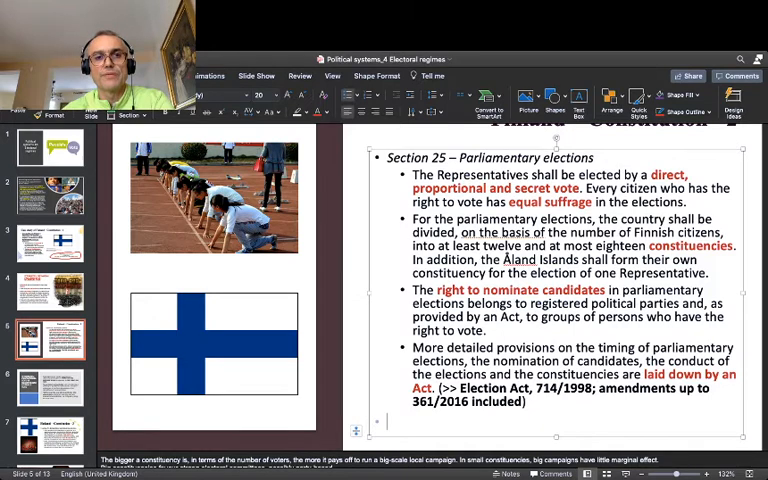Now, it is something important to remember. Usually the constitution lays down the most important principles of parliamentary elections, but the technical details are left to an act, which means that the technicalities of parliamentary elections are in the long run voted and enacted by the parliament itself. So in the long perspective, in the perspective of generations or decades, parliaments decide about the way that they will be appointed and composed in the future.